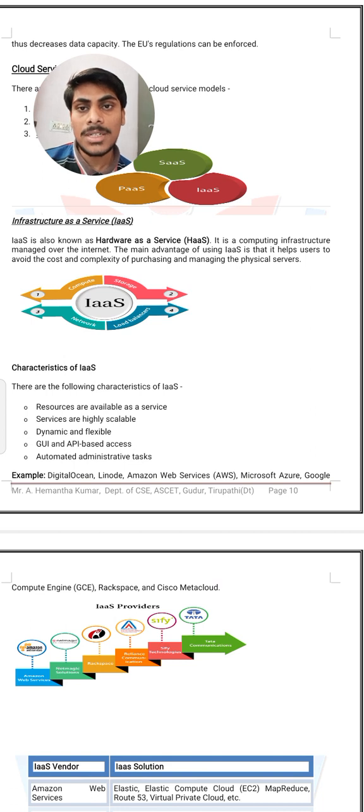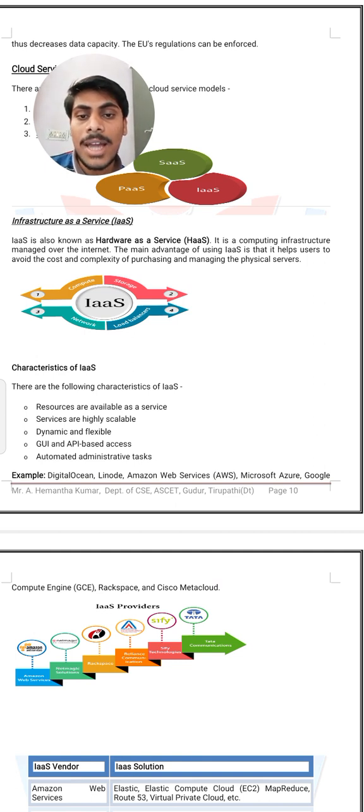The graphical representation of the system is shown in the above figure: SaaS, PaaS, and IaaS. Infrastructure as a Service is also known as Hardware as a Service. It is a cloud computing infrastructure managed over the internet. The main advantage of Infrastructure as a Service is that it helps users avoid the cost and complexity of purchasing and managing physical servers.